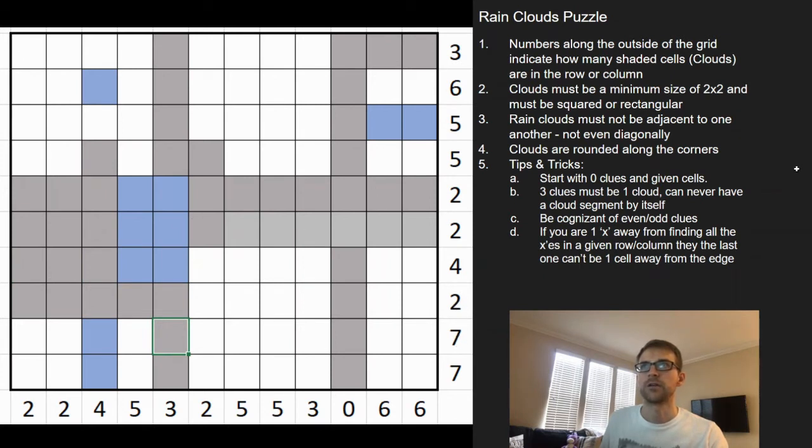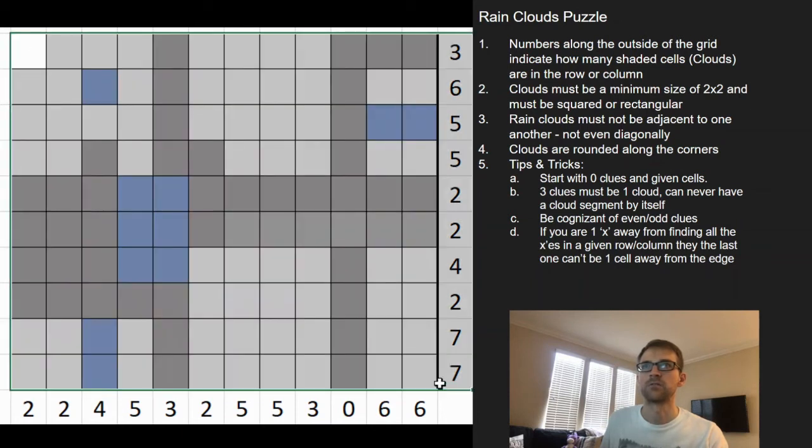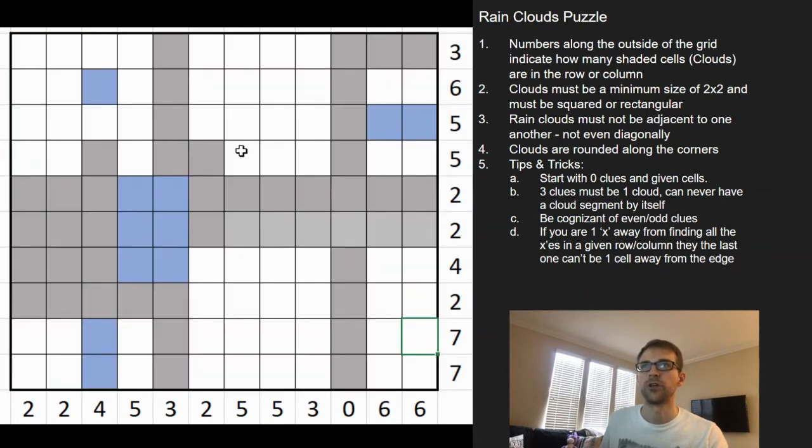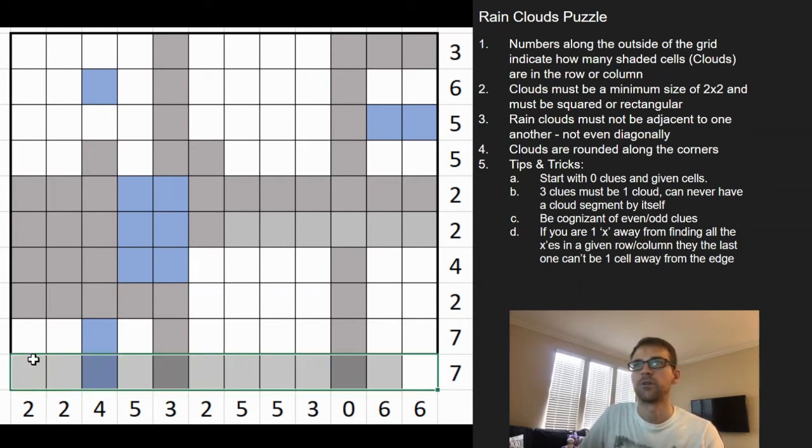So this is a 10 by 12. So if we know that we need to find 10 gray cells in these columns and 2 blue ones. And then if we look for the rows, right, we need to find 5 gray cells. Hopefully that makes sense.